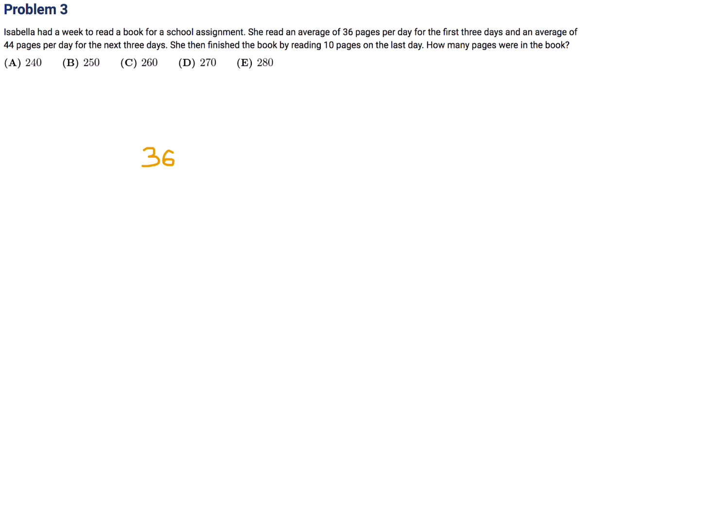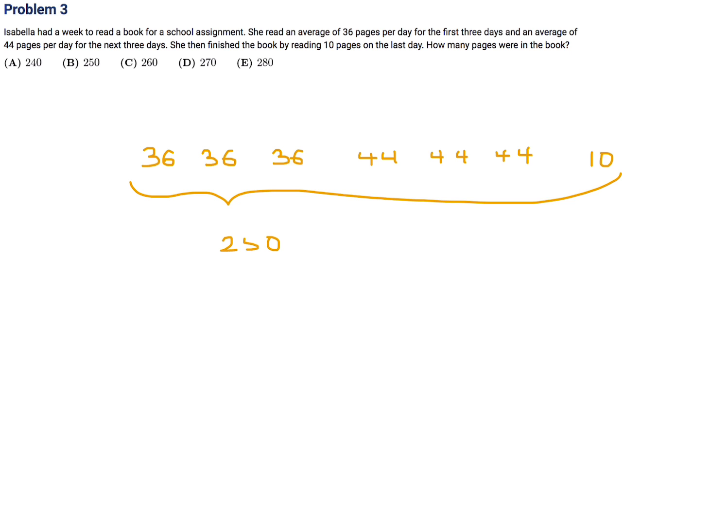The first 3 days, the average was 36 pages a day. And then 44 pages per day for the next 3 days. And then at the very end, she reads 10 pages. So basically what they're saying is add those up. And when you do, you get 250. And therefore, number 3, the answer is B.